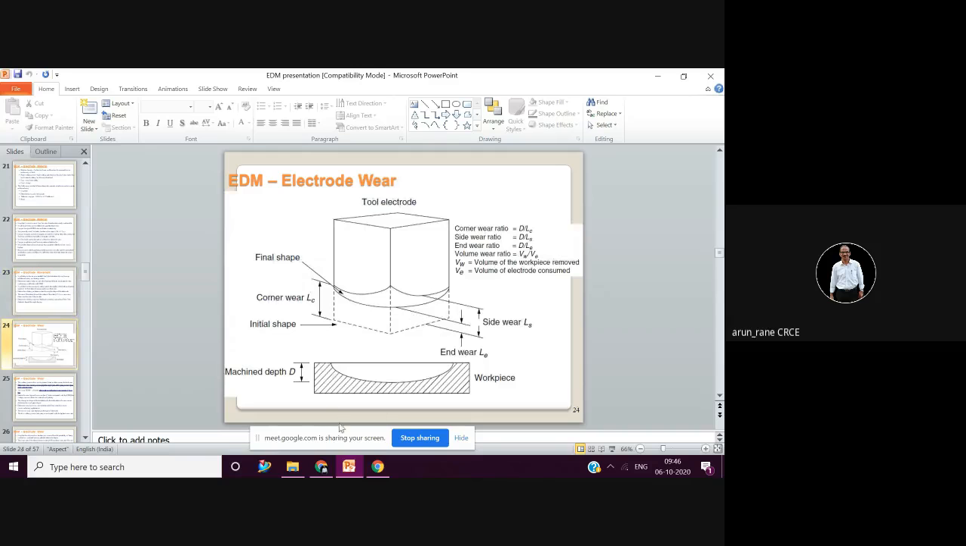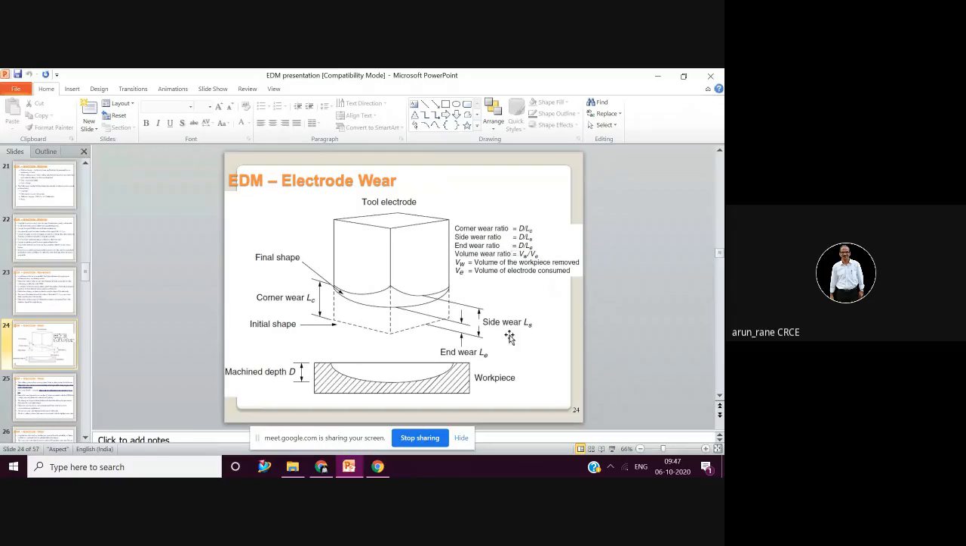As I said, this is important from your examination point of view. It carries 3 to 4 marks, or sometimes 2 marks also. Describe the various kinds of electrode wear. So see, this is what electrode wear has happened, and basically there are 3 kinds of wear ratio. One is called the corner wear ratio, another is your side wear ratio, and third is your end wear ratio.